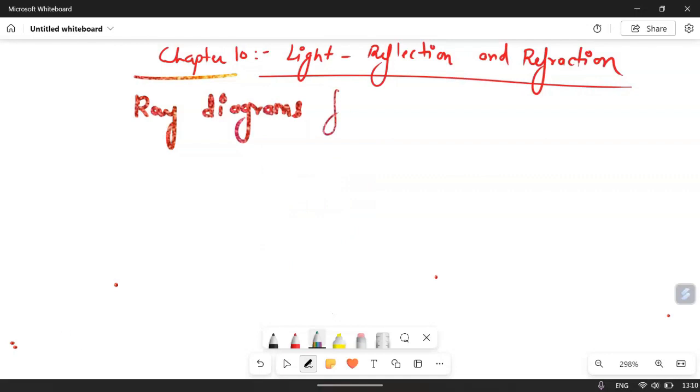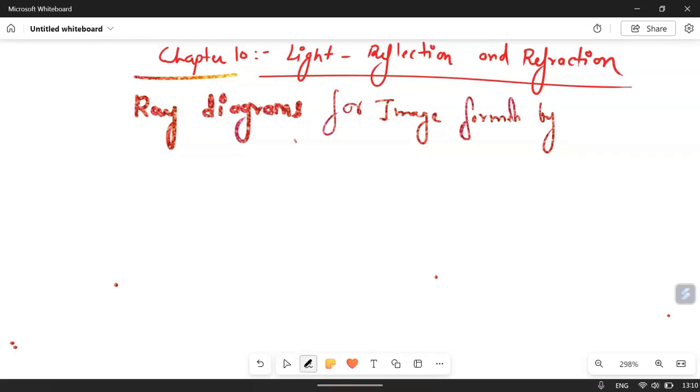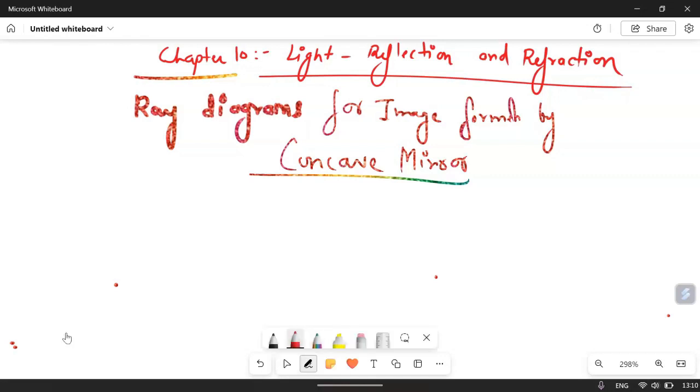Ray diagrams for the image formed by a concave mirror. Okay, so let's do it. Ray diagrams, image formed by concave mirror, we are going to discuss today. So first, we need to understand the first case, when the object is at infinity.